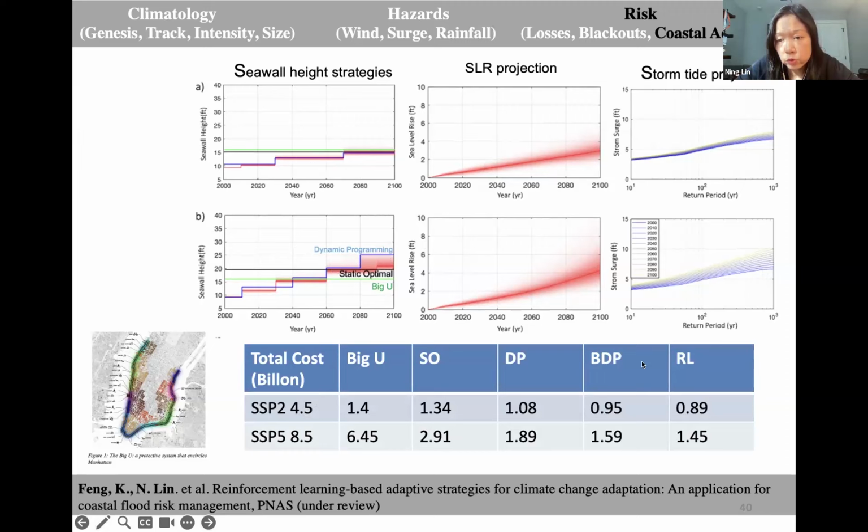And so we can see that reinforcement learning is much cheaper compared to other methods, especially this PQ and especially on the high emission scenario case. So this is an idea that they have been discussing about flexible adaptation and so on. But here we found a very effective machine learning tool to optimize such flexible adaptation strategies.